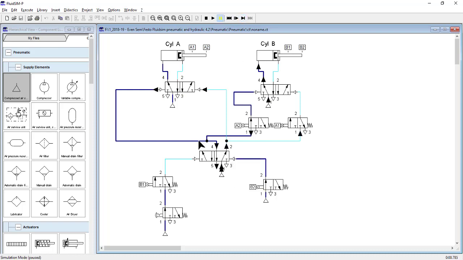Now, for all this time, the compressed air was going through port number 4. But now because this has activated, compressed air will go through port number 2, and port number 4 will have no compressed air. See, compressed air through 4 has stopped. It is going to exhaust, and compressed air is going through port number 2. It is directly going to first A minus. Then it is going to the A1 position sensor, and through the A1 position sensor to B minus.